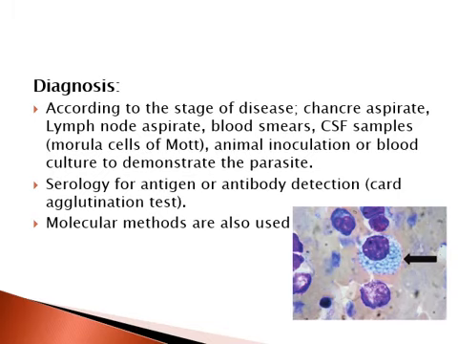We can do serology for antigen antibody detection. The easiest and commonest test in serology is the card agglutination test. We put some kit on a dark-colored card, and we put the serum of the patient. When agglutination occurs, it means this is positive for trypanosomes. Also, molecular methods are used in some cases, but the card agglutination test is very common, and also we can detect the parasite easily in the circulation, except in the periods of low parasitemia, which need further investigation.